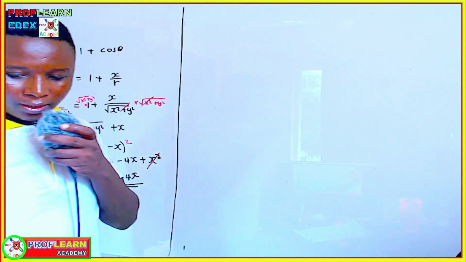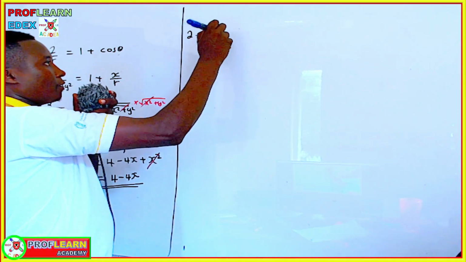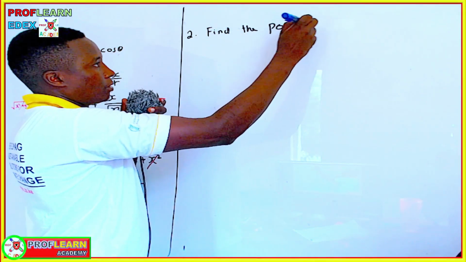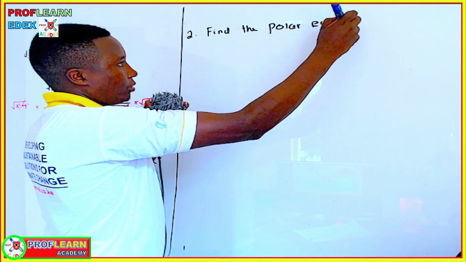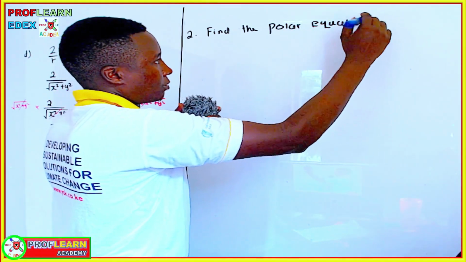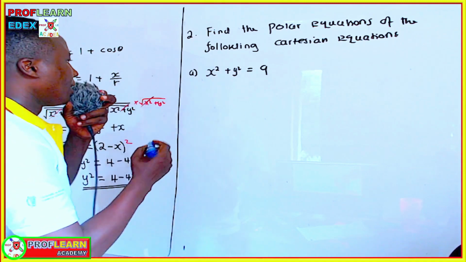Now we are going to say, find the polar equation of the following Cartesian equations. So this is actually part 2. Find the polar equation of the given Cartesian equation, and we are supposed to convert this to a polar equation.